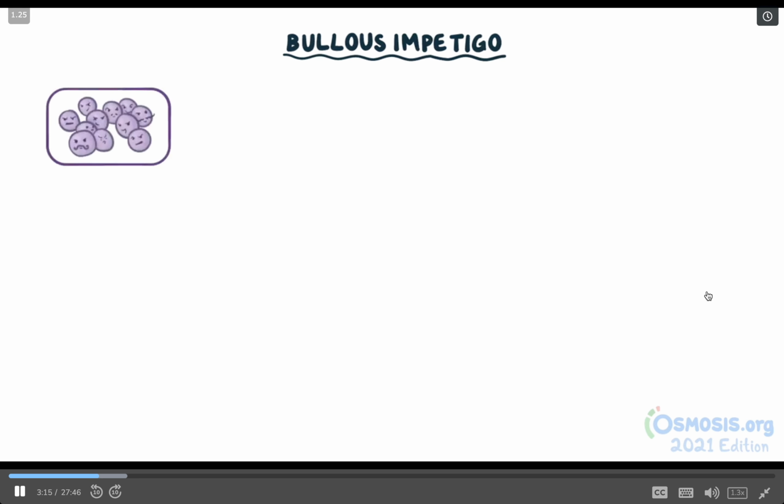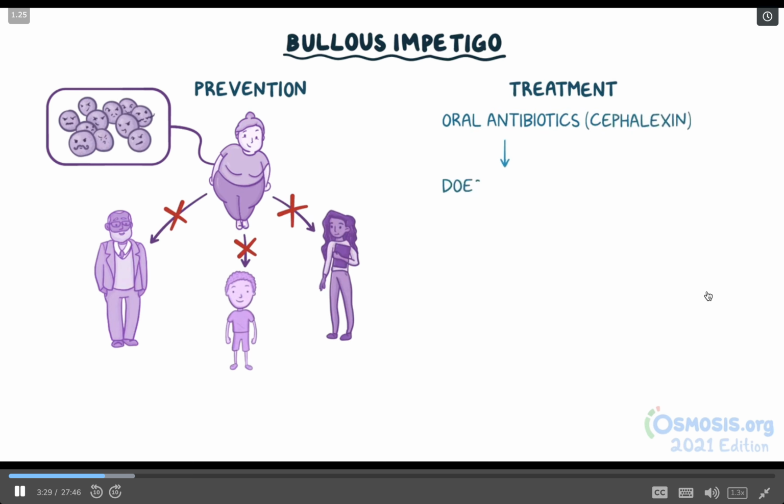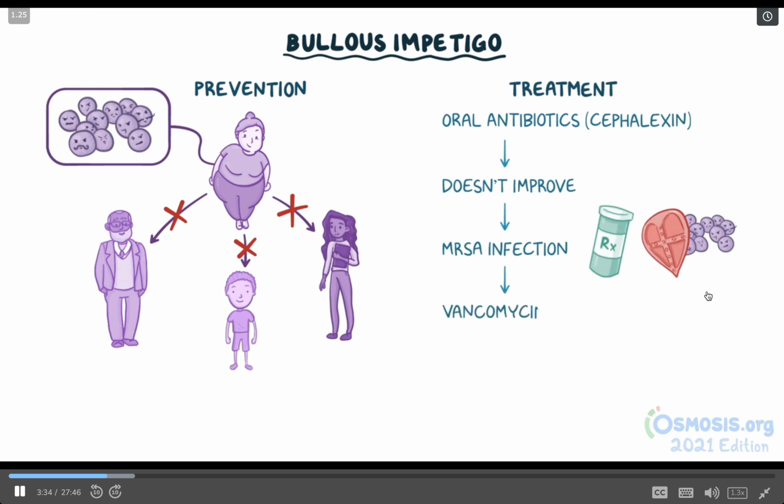Since Staphylococcus aureus are found on the skin and can be spread among family members, prevention is targeted toward preventing transfer from person to person. Bullous impetigo can be treated with oral antibiotics, like cephalexin, and if it doesn't improve, it could indicate that it's due to a MRSA infection, which may require vancomycin or clindamycin.